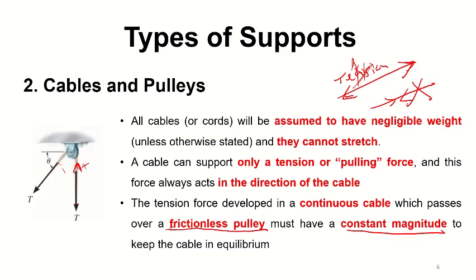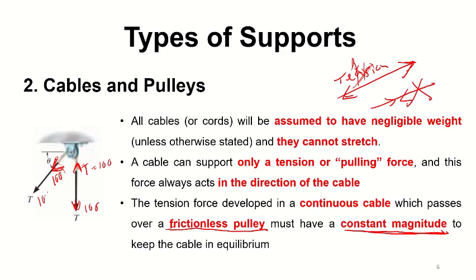So here the magnitude of the tension is equal. If we assume the tension force is 100, then here also the magnitude is 100, but the direction might change. That's why I say it is a constant magnitude. So here also the magnitude is 100, but the direction is different. Here it is in this direction, but here it is in this direction.